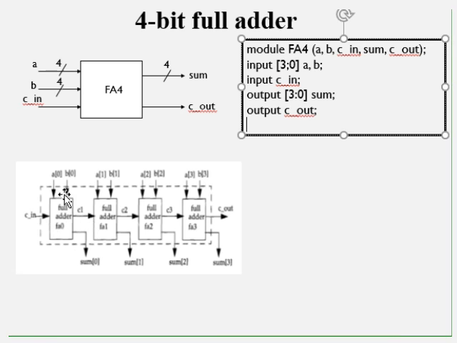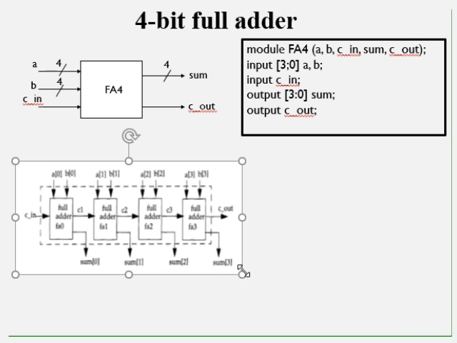So I take the corresponding bits of A and B and feed them to the 1-bit full adder to get the corresponding sum and the output carry. The 4 full adders are cascaded. The output carry of the first full adder is taken as the input carry of the next full adder, and so on. The output carry of the last full adder will be the final carry out. This you can see, that is the interconnection.